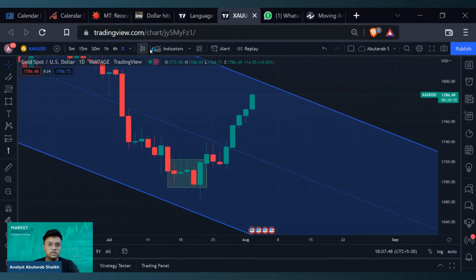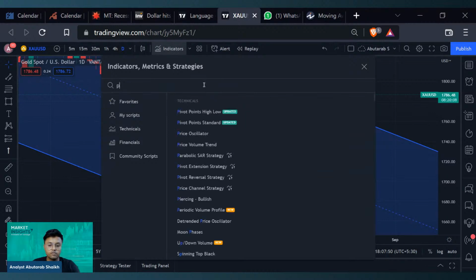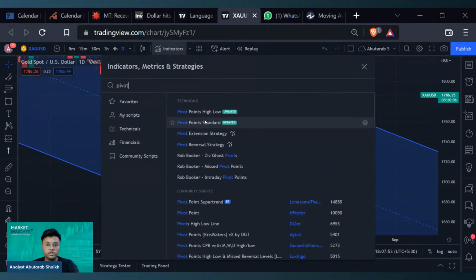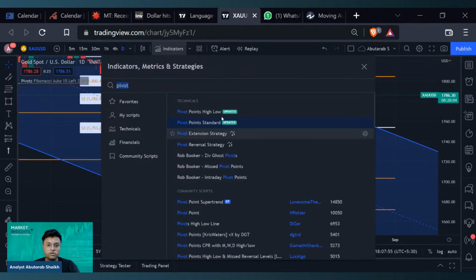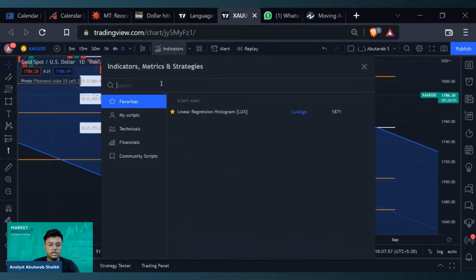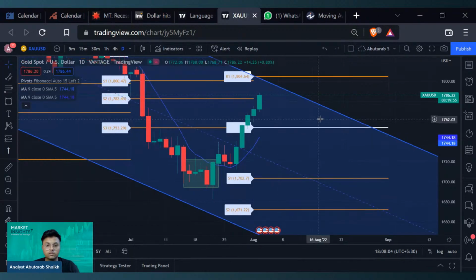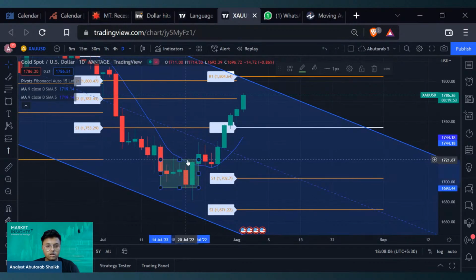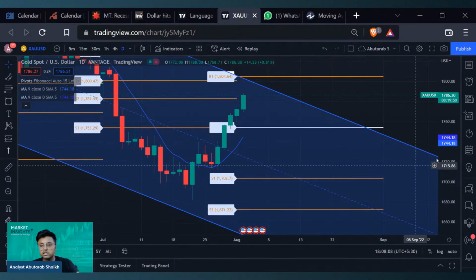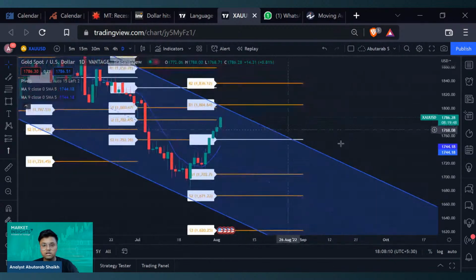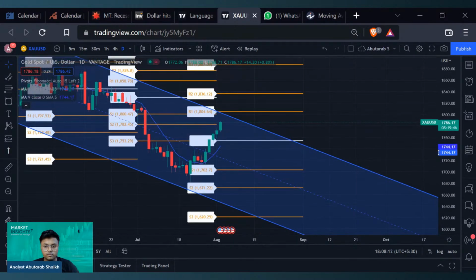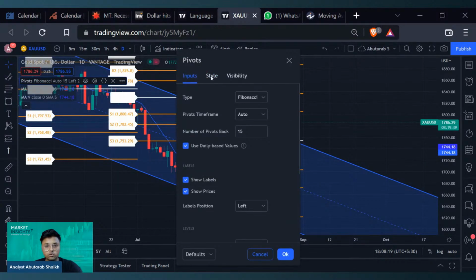We will put in some indicators for now. Pivot point standard. Standard you have to choose, not high low. And another I'm choosing is moving average. I will take two moving averages. Now the first thing we've got to do is that it is looking like a cluster, so much clutter. You cannot take much information from here, right? First of all, I will show you some settings of the pivot points, how to use it.